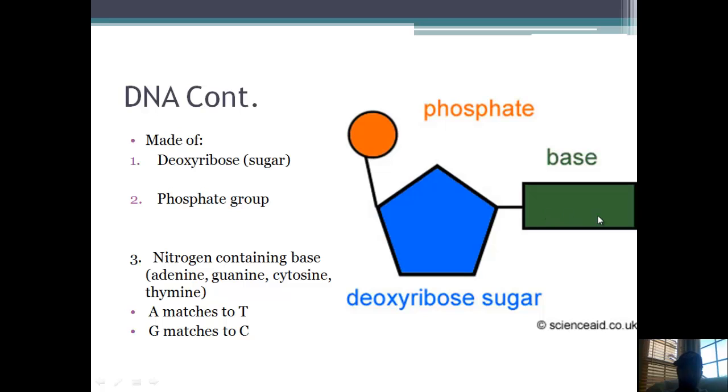The green part would be almost like the letters of the alphabet. That's the letters of DNA that you would use to write the code with. There's two different base pairs that match together, and they're A and T. So if there's an A on this side, there's going to be a T on the other side of the DNA. And if there's a G, there's going to be a C on the other side. And the same thing vice versa. If there's a T, it's going to match to A.